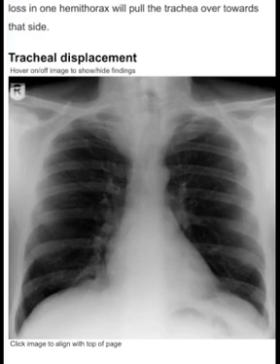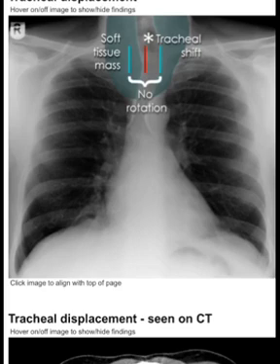Now, few things about chest X-rays. Tracheal displacement. No patient rotation. The spinous process are central between the medial clavicles. The spinous process, that is red line, are central between the medial clavicles, that is blue lines.